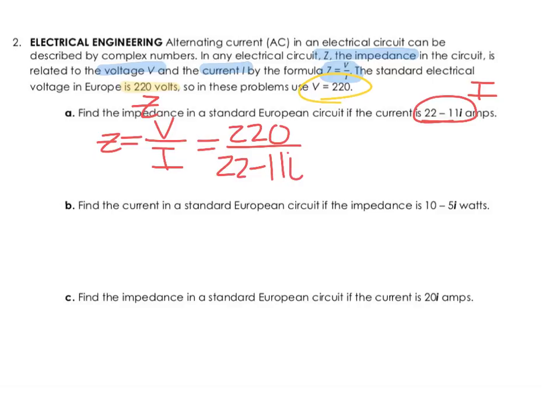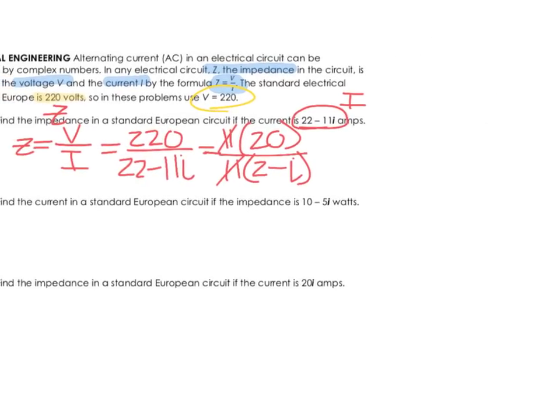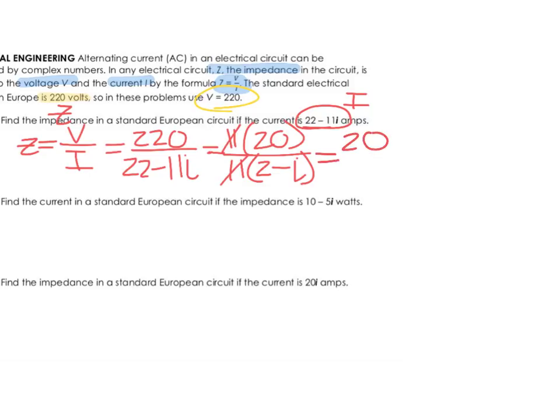We can take out a GCF of 11, right? If we take out 11 from the top, we end up with 20. And if we factor out 11 from the bottom, we end up with 2 minus i. Then the 11s cancel out, and we're left with 20 over 2 minus i. Now, in order to get rid of the i from the denominator, we have to multiply top and bottom by the complex conjugate. So we want to multiply top and bottom by 2 plus i.